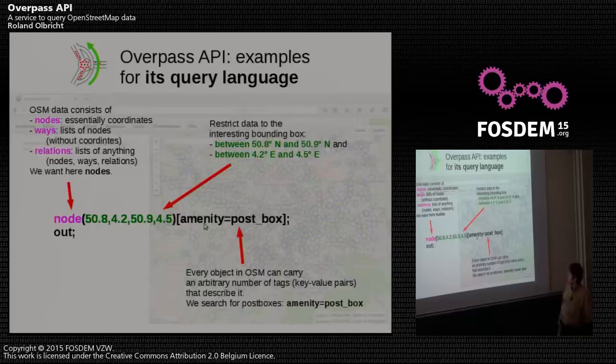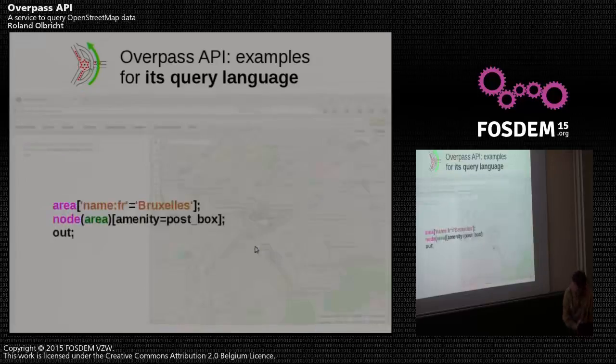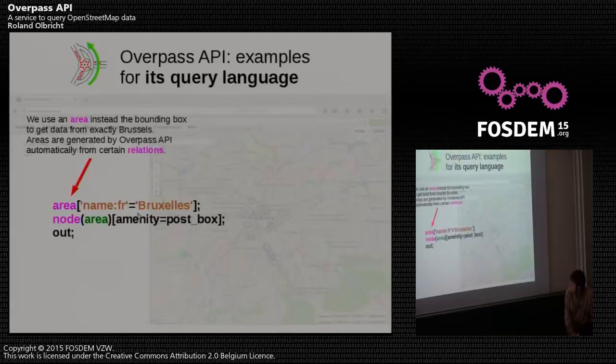Of course, it's quite arbitrary to take this bounding box, and we would prefer to take instead only the results of Brussels. This is what I've done on this next slide. Now we only get the post boxes in Brussels, which are surprisingly few. Okay, so I've just called the city of Brussels instead of the region. Let's see why. I've decided to query for an area which has the name Brussels.